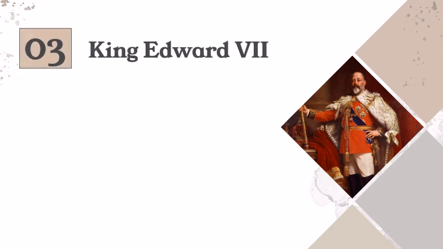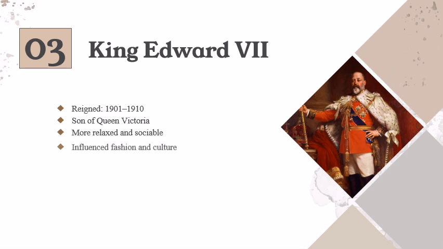When Queen Victoria died in 1901, her son Edward VII became king. Unlike his mother, Edward was known for his sociable personality and interest in leisure, travel, and high society. Although he had limited political power, he played an important diplomatic role and helped improve Britain's relations with France and Russia. He became known as the peacemaker and symbolized a more modern Britain.